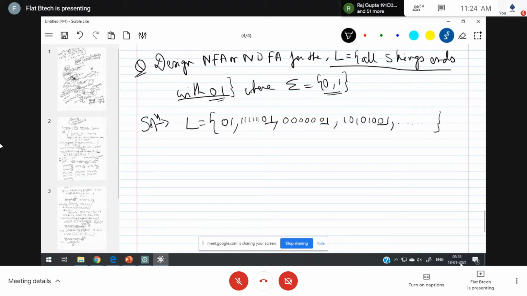Now let me start the designing part. Similar to DFA, in the case of NFA or NDFA, we need to have an initial state. Let me represent this initial state by Q naught. We indicate the initial state with this arrow. Now, just as I designed the DFA, from this collection of strings I need to consider a string of least length. Least length means this one.